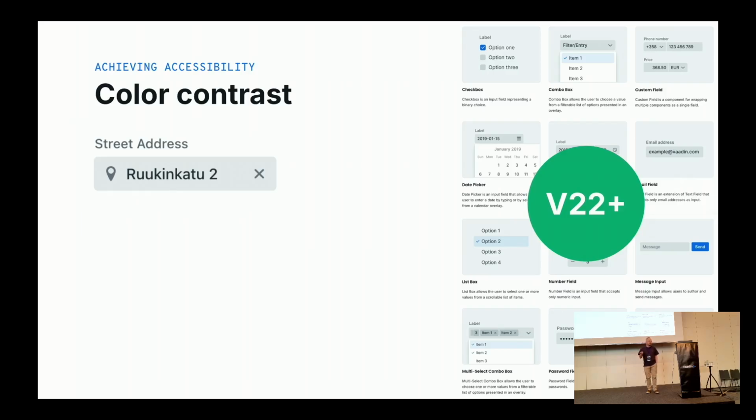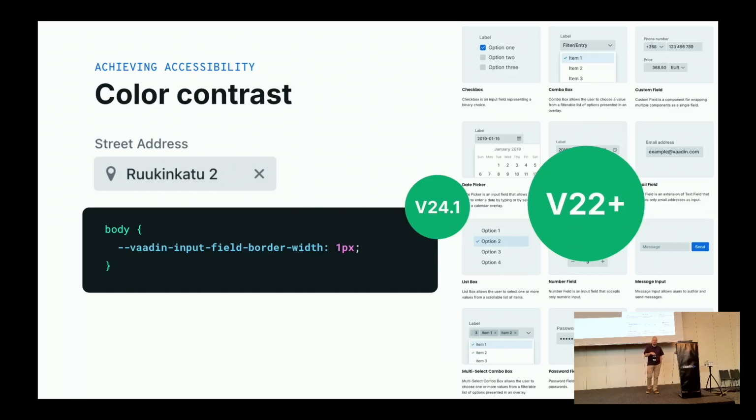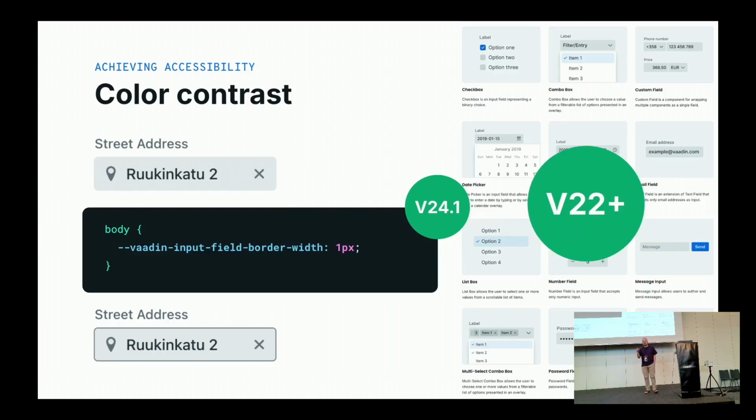But there's a simple trick since v24.1, which is a CSS property you can flip. It's called Vaadin input field border width. It defaults to 0, but if you put it to, for example, 1 pixel, you will get a 1 pixel border around all of the Vaadin input field components.